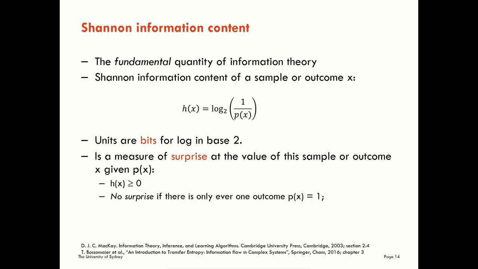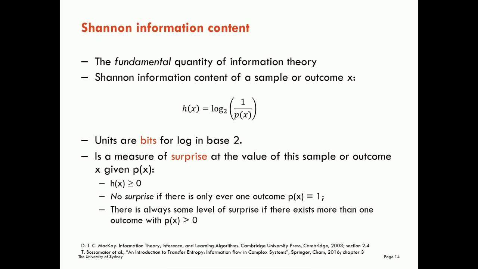To be more specific, if only women ever walk through this door, and I ask the question, is the next person to walk through a man or a woman? I'm not going to be surprised at the next realization that I measure because it has to be a woman. There's no surprise there. However, there is always some level of surprise if there exists more than one outcome with a non-zero probability. So if it's possible that either a man or woman could walk through that door, I will always have some level of surprise when I measure the next sample of that process.